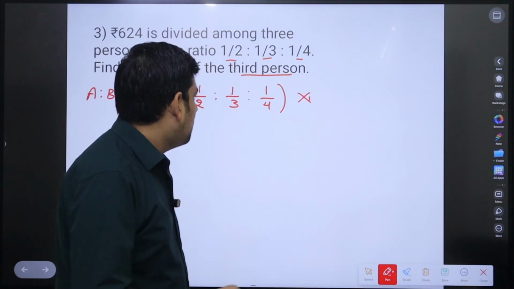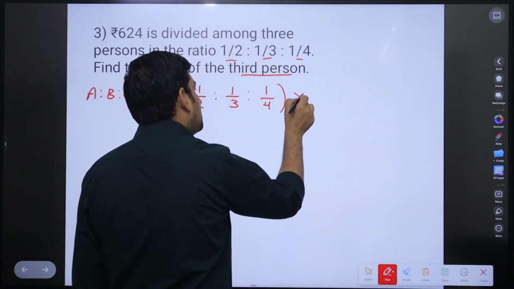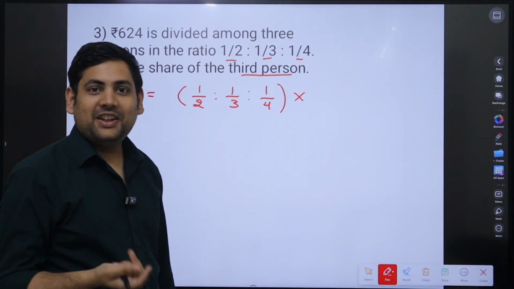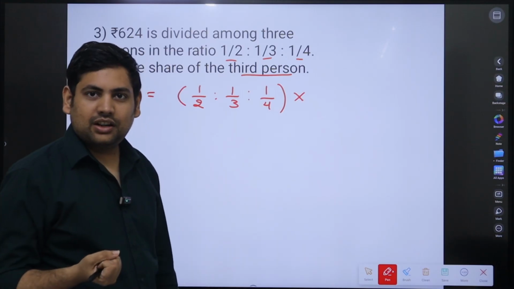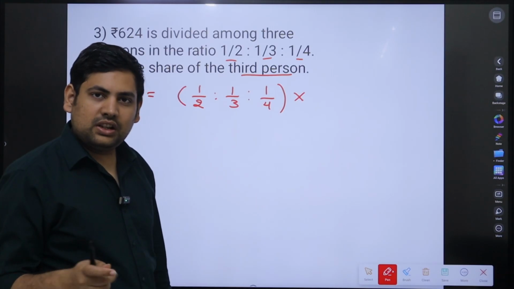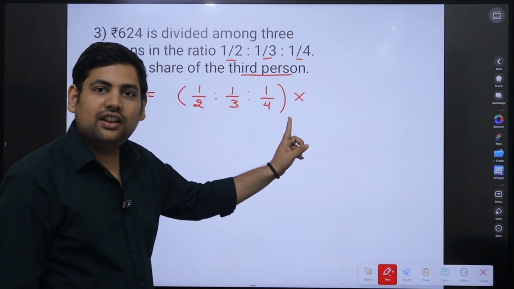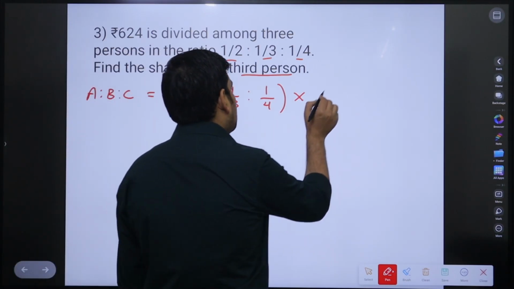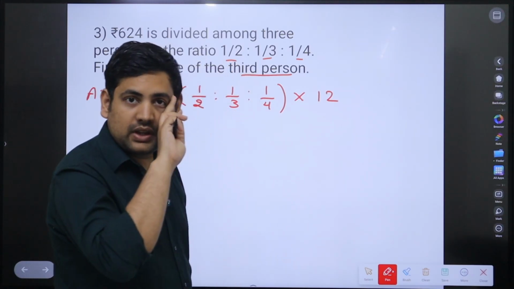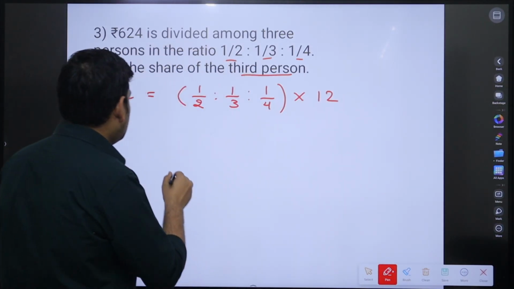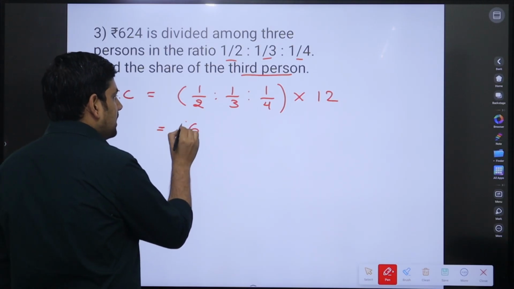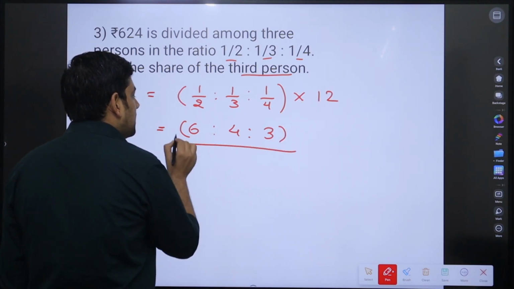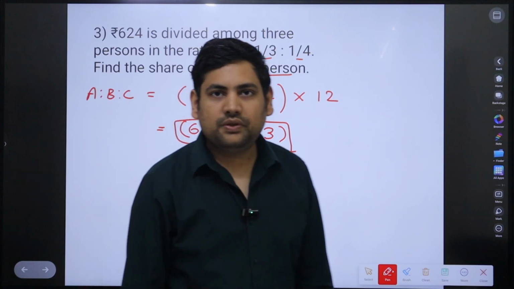Now, to make this simpler, we will multiply it with the LCM of these 3: 2, 3, 4. What will be the LCM? LCM would be 12. If you know it, it's fine. Otherwise, 4 2s are 8, then 4 3s are 12. 8 is not divisible by 3, so next you move to 12. That's why you multiply it with 12. If you multiply it with 12, you will get 6, then 12 by 3 is 4, and 12 by 4 is 3. So 6, 4, 3 is the ratio you will get.